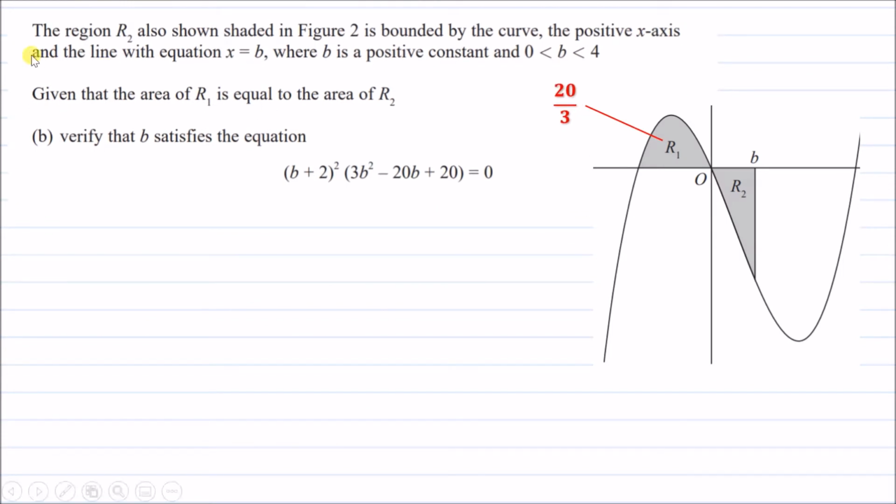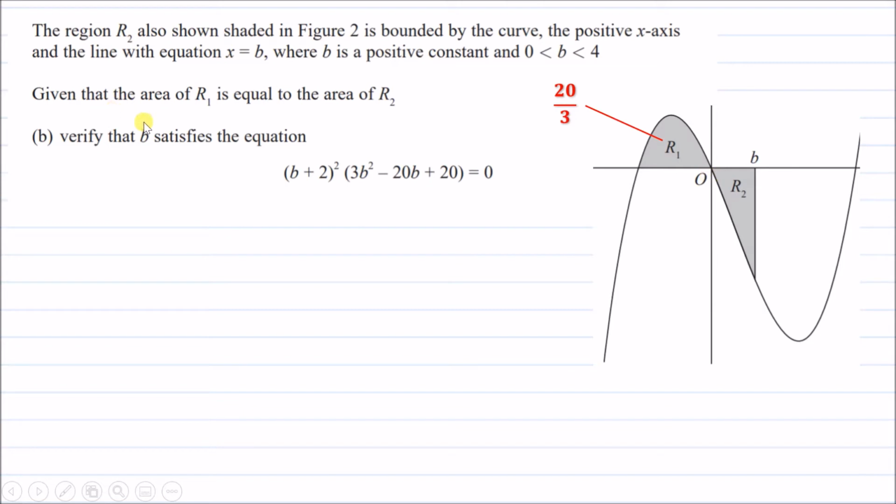Now, on the second part, it says that the region R2, also shown shaded in figure 2, which is, again, over here, is bounded by the curve, the positive x-axis, and the line with equation x equals b. Now, be careful, guys, yeah? They said x equals b, but this does not mean it's where the curve intersects the x-axis. Now, this is just a random point b, yeah? Now, it says that b is a positive constant and is somewhere between 0 and 4. We know this root here is 4, so this is going to be less than 4, but bigger than 0.